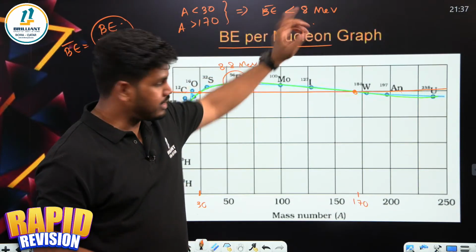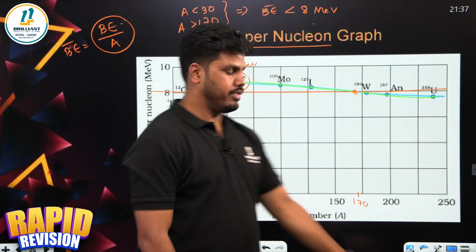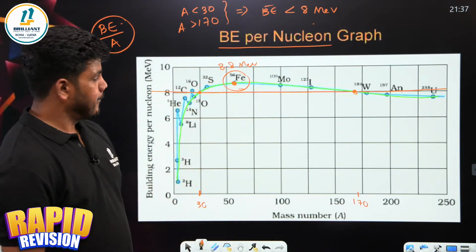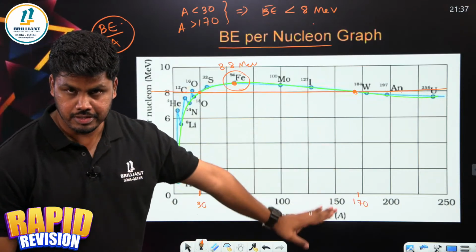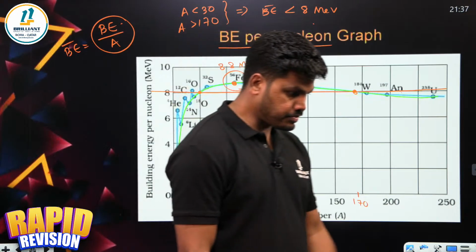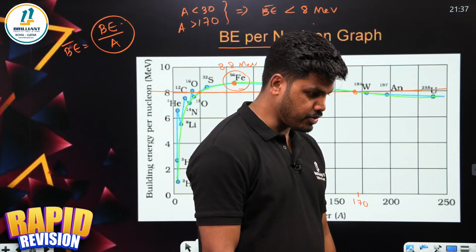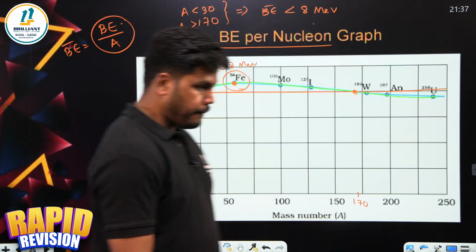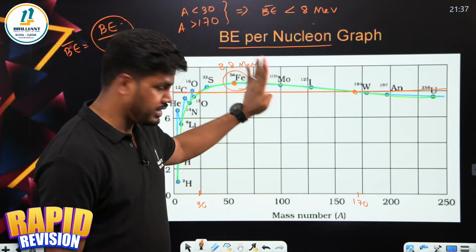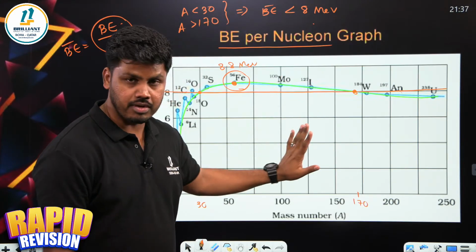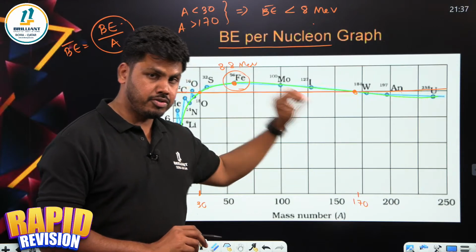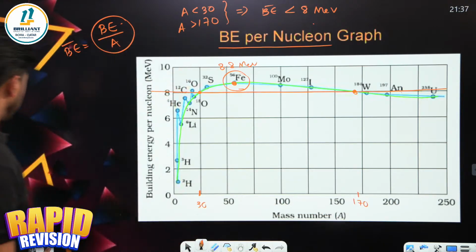So they are stable. But above 170, it is less than 8 MeV. Below 30, less than 8 MeV. So these are all the things you have to mention in the observations. A is the mass number, that's what I told you. I'm just repeating the same. Make sure you're okay with this graph. Try once, draw properly. Try to remember the points you have to write down as an observation.